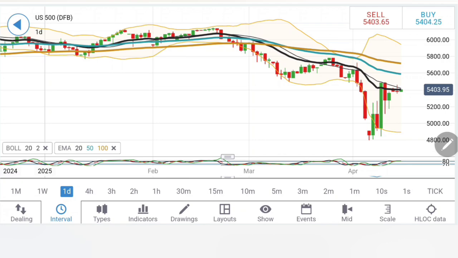Below 5335, there is no looking back. All the way we are going to look at 5300 and lower levels. Chances appear to be less. Let's move to Nasdaq 100.